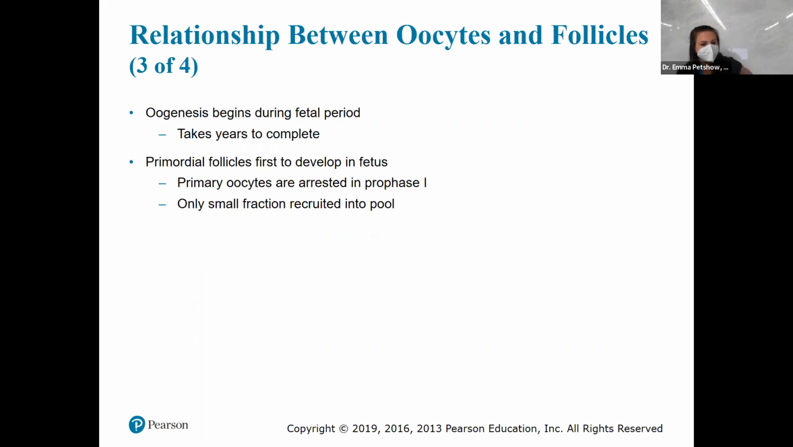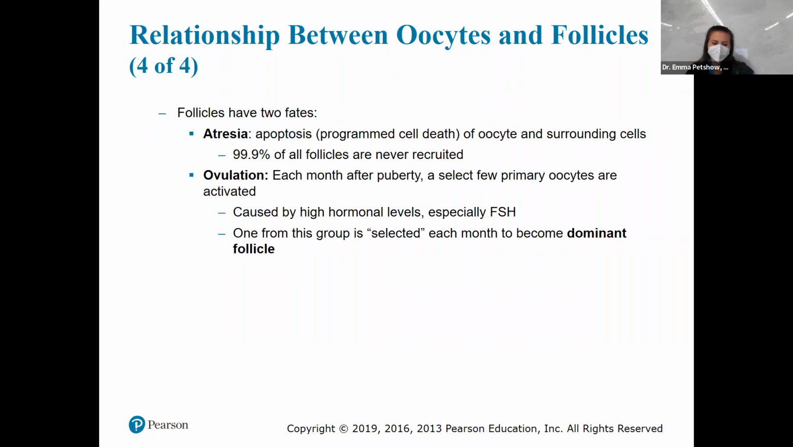Our primordial follicles develop in the fetus. Our primary oocytes are arrested in prophase 1. Our follicles will have 2 different fates, all of our follicles, either atresia or ovulation. Atresia is apoptosis, so programmed cell death. Almost all of your follicles are never recruited. Almost all of them go through atresia.